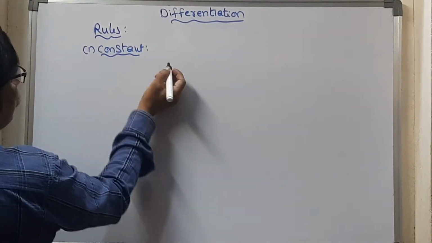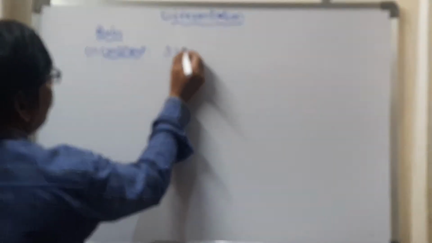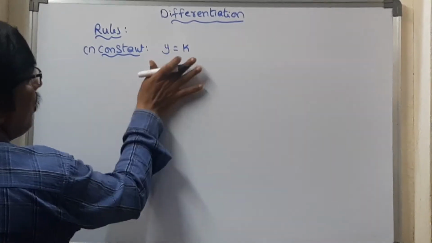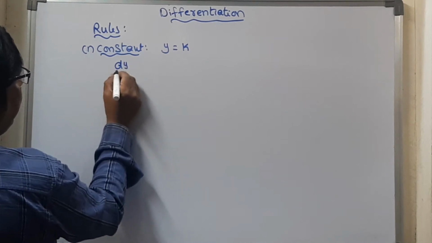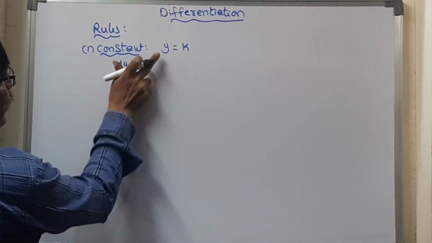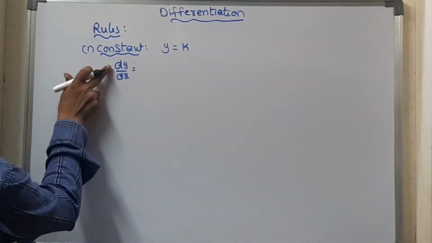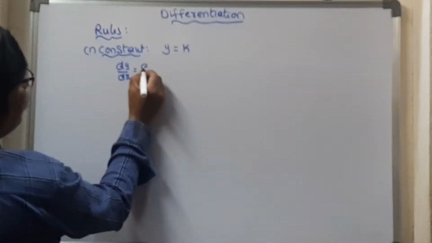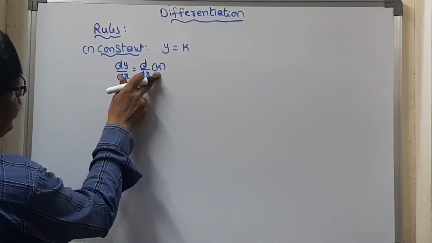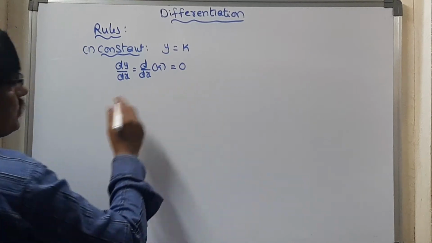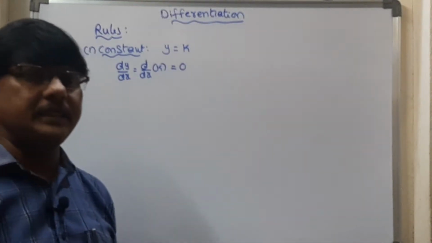What are the rules? The first one, now let us take with a constant. What is meant by a constant? That is a fixed value. For example, y is equal to, let us take k. K is a constant. How can we express this one? This can be expressed as dy by dx. The differentiation form for this y is dy by dx, that is equal to d by dx of k. All the time that constant value is 0. Differentiation of a constant is 0.